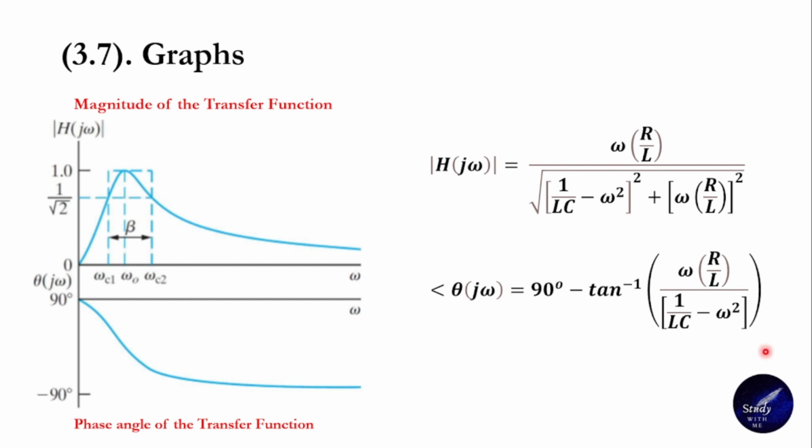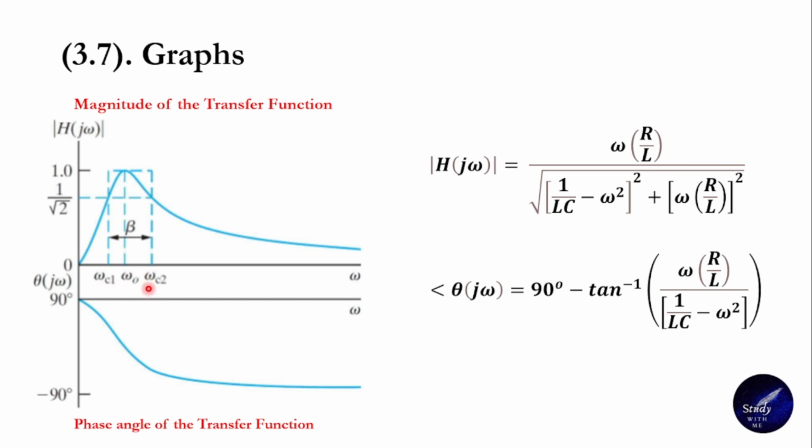Now we are going to look in some depth into the magnitude plot of the transfer function. Okay, right. Here you can see omega naught. Omega naught is called the center frequency, and here omega C1, and here you can see omega C2. These two frequencies omega C1 and omega C2 are called cutoff frequencies. Okay, and the range of frequencies that falls within these cutoff frequencies omega C1 and omega C2 is called the bandwidth of the filter. We indicate it as beta.